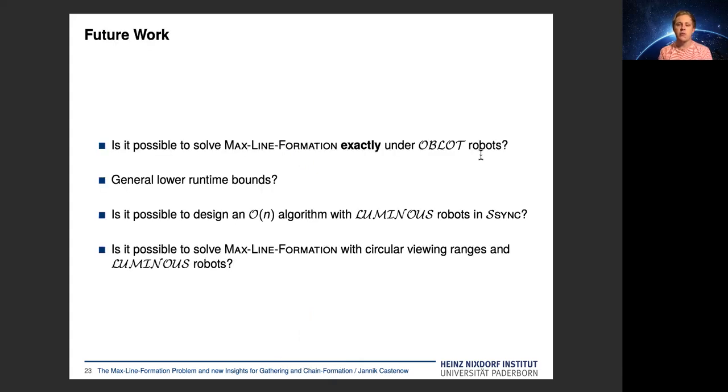And for future work, we have 4 questions formulated. First of all, it would be interesting to know, is it possible to solve max line formation exactly in the OBLOT model? Because currently we can only converge. We conjecture it's impossible, but the proof is still open. We somehow are interested in general lower runtime bounds. So for example, can we reduce a factor of n squared to a factor of n in the OBLOT algorithm? Is that possible or not?